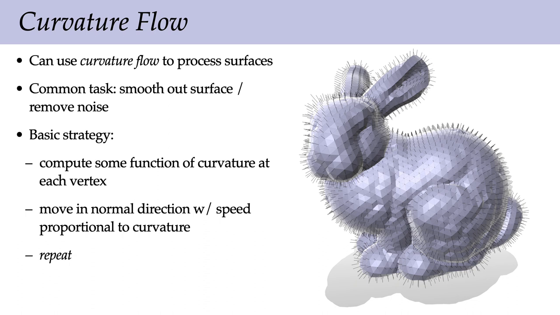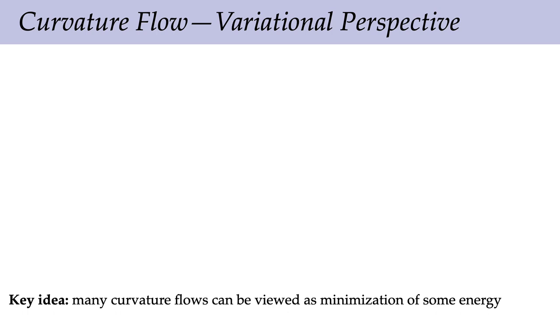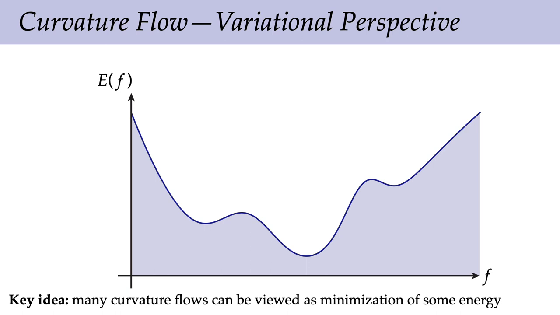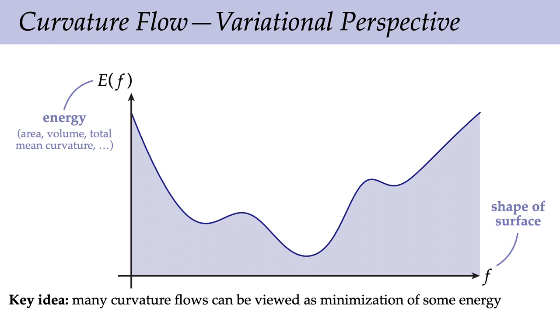Okay? Because of the way that we've developed and talked about curvature, we can really understand these curvature flows from a variational perspective. So the key point of view is that many curvature flows can be viewed as a minimization of some energy. We have some energy, some function E, which assigns a score or a value to any surface F using things like area, volume, mean curvature, and so forth. And then if we want to start with an initial surface and smooth it out, then we can just try to reduce the curvature, move the vertices in a way that brings this score down until we get to the bottom.